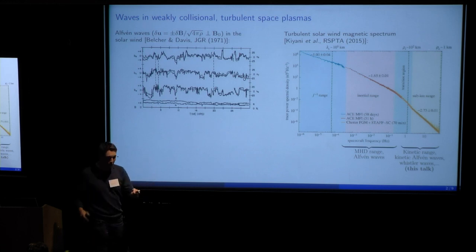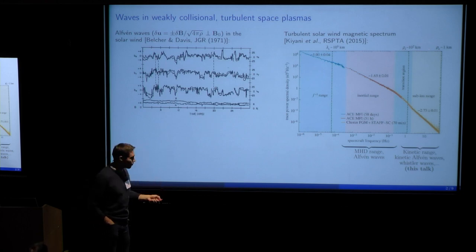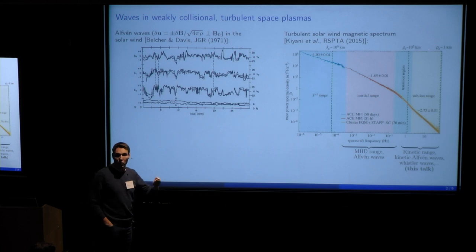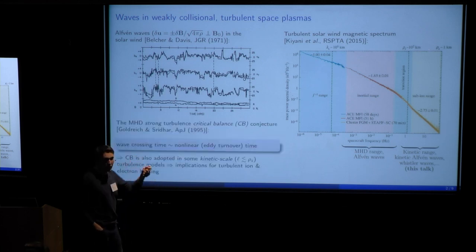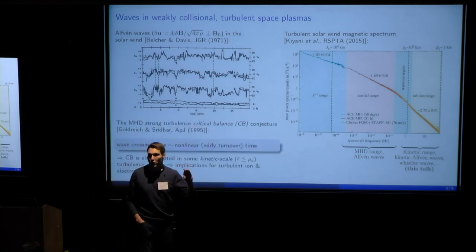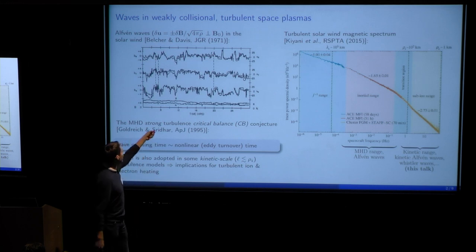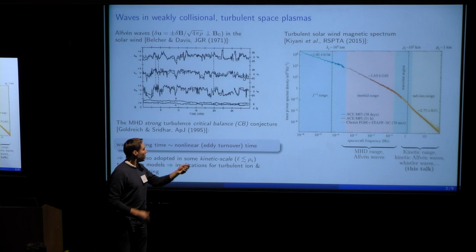Some historic background first. Here on the left is a picture from a paper by Belcher and Davis from the 1970s, showing a direct detection of Alfvén waves in the solar wind. These are probably the most simple and most famous type of wave that you can have in a magnetized plasma. They are supported by a mean magnetic field, and the waves travel up or down the mean magnetic field.